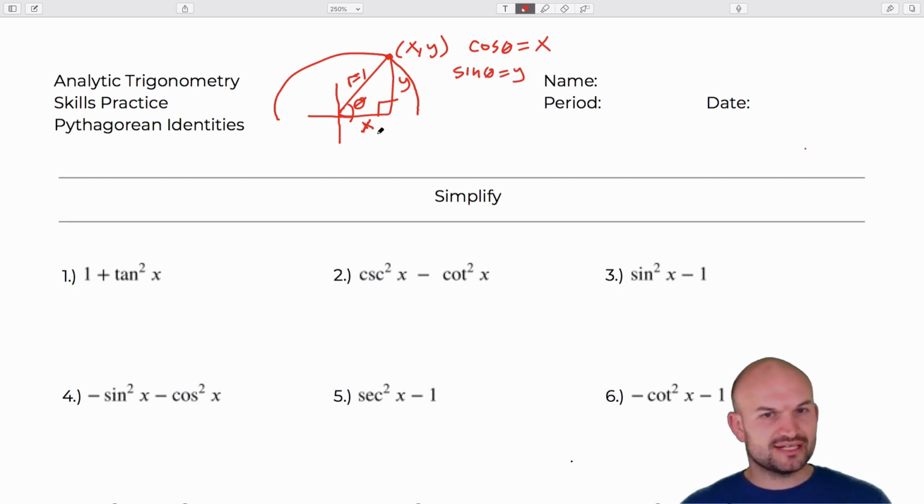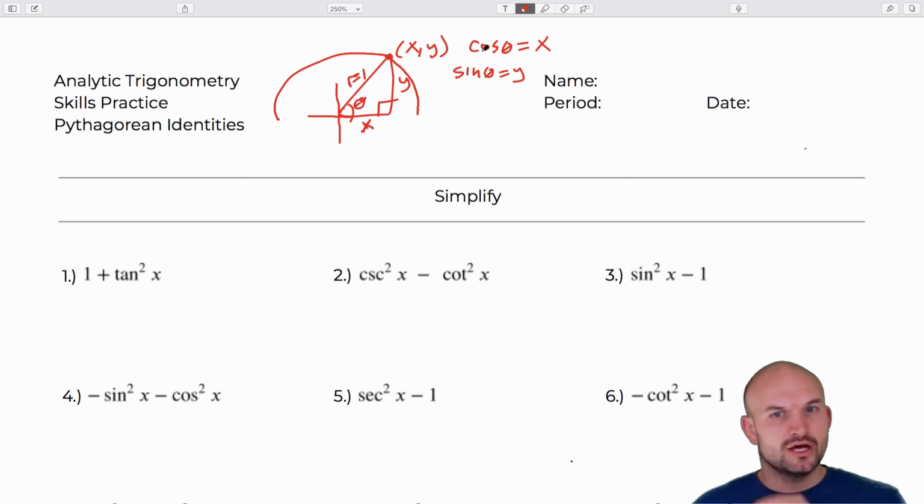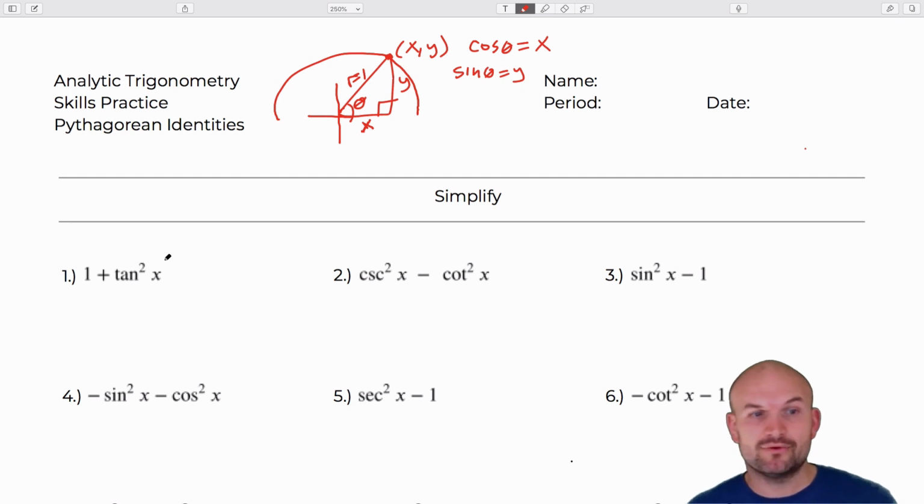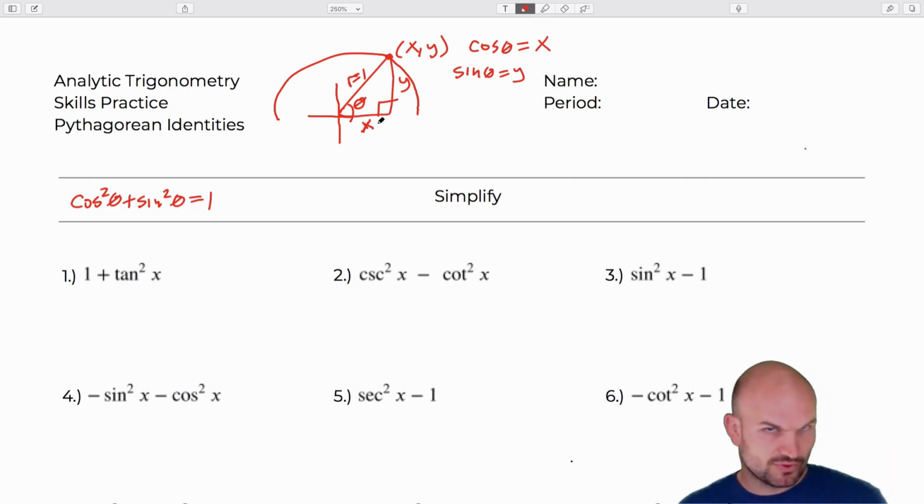This is very important because now we could replace cosine of theta with x, and sine of theta with y. What we came up with from this representation was our first Pythagorean identity, which I told my students you are going to want to remember. If you forget the other two, that's fine, but remember cosine squared of theta plus sine squared of theta is equal to 1. Really, it's x squared plus y squared equals 1 squared, and 1 squared is just 1.